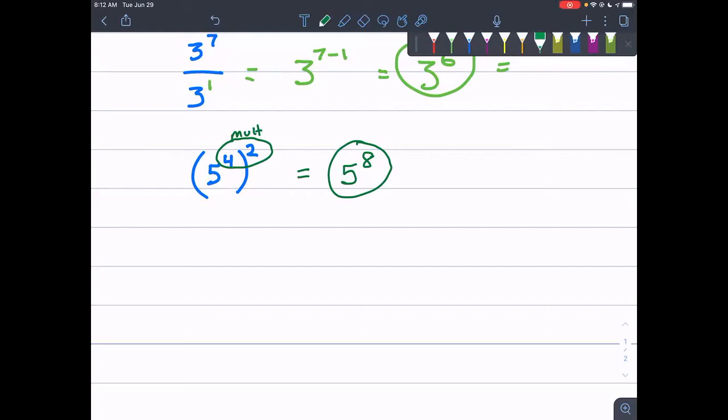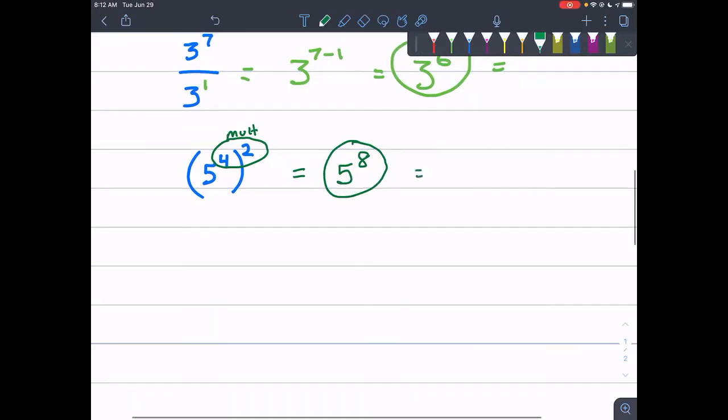If they want you to expand that, you can just put that into your calculator and see what that spits out. I'll go ahead and do that here. 5 to the 8th power ends up being, I doubt they'll have you do this, 390,625.